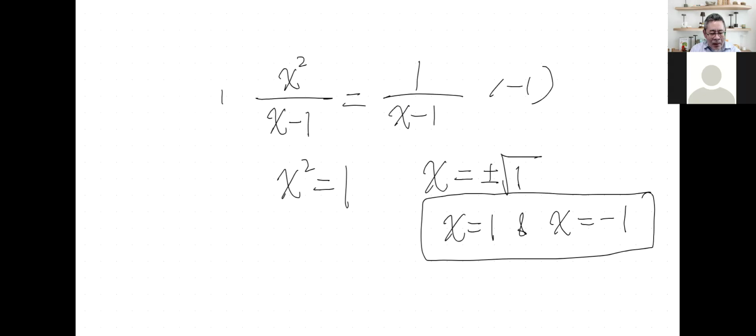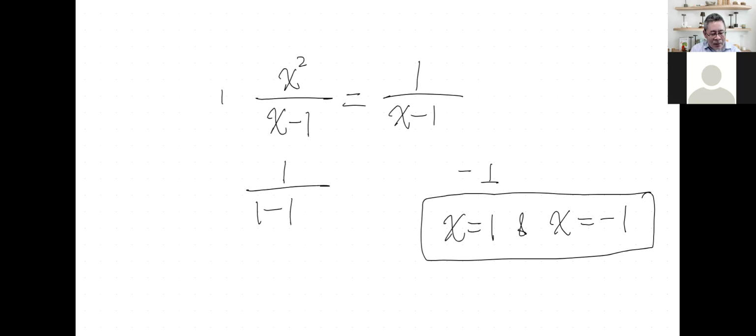Well, now if you plug in x equal to 1, we see the problem right away. This is 1, this is 1 minus 1. We are doing 1 over 0, and that is a big no-no. We cannot divide by 0. So this is not a valid solution.